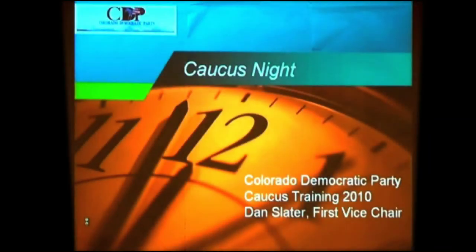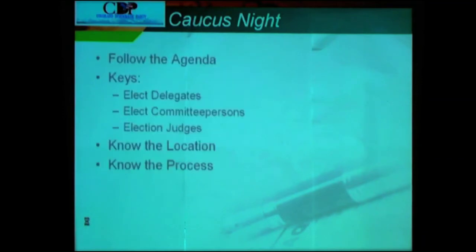Let's talk about caucus night and what caucus night is going to look like. And this is, I think, really where we get into the nuts and bolts of the caucus training. The reason this is only a part of this presentation is, quite frankly, it's not as complicated as a lot of people think. It just isn't.